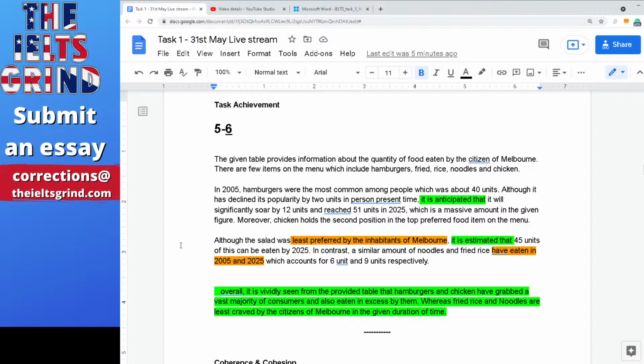Let's look at the second body paragraph from the perspective of task achievement. How well did Nazrin actually answer the question? "Although the salad was least preferred by the inhabitants of Melbourne, it is estimated that 45 units of this can be eaten by 2025." So I liked the fact, again, we had this phrase, is estimated that, is anticipated that, is estimated that. This is really good for this particular question because Nazrin is showing that they know it's a prediction. But here it's a little bit confusing. "Although salad was least preferred by the inhabitants of Melbourne," what do they mean by this exactly?